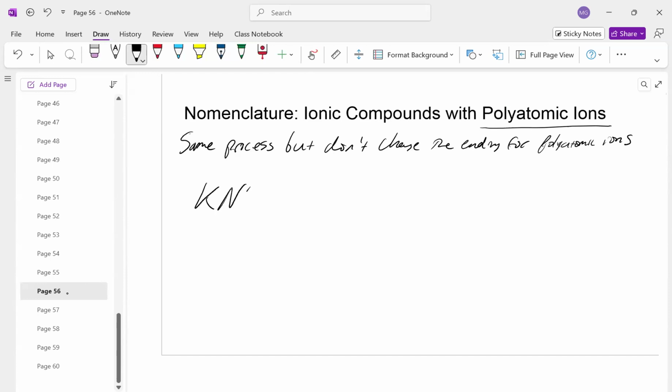So let's look at this here. KNO3. Well, K is potassium. And I know that potassium is an alkali metal. It has a charge of +1. I don't have to indicate that because that's the only charge it will have. And nitrate is the NO3 -1 ion. So I just indicate the name nitrate. That's the name of the polyatomic ion. I don't change the ending at all.